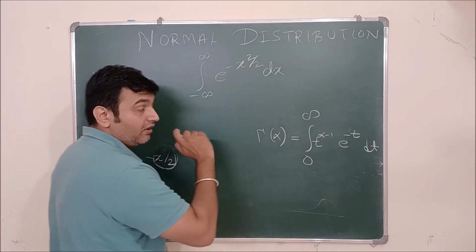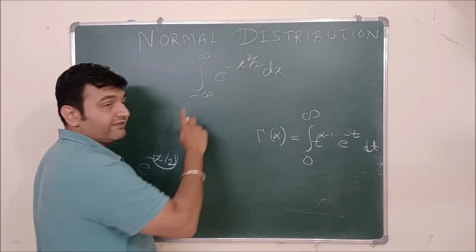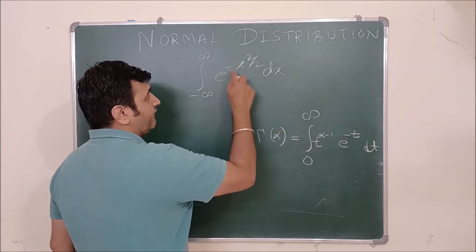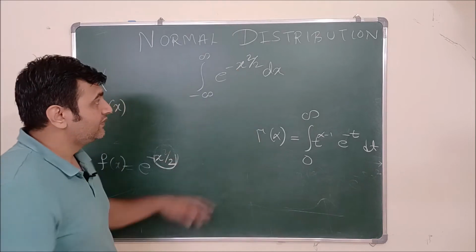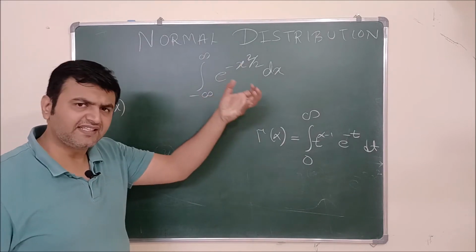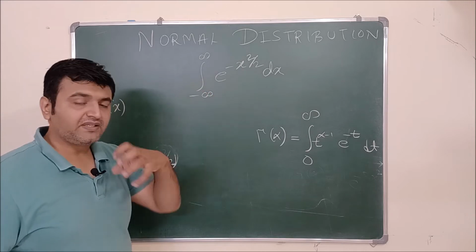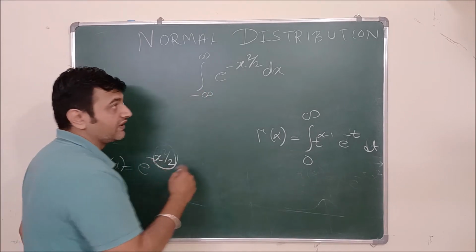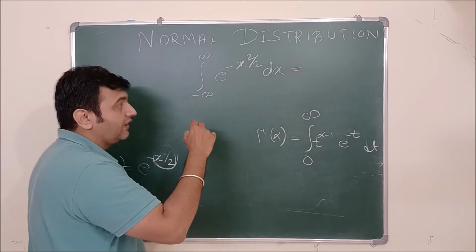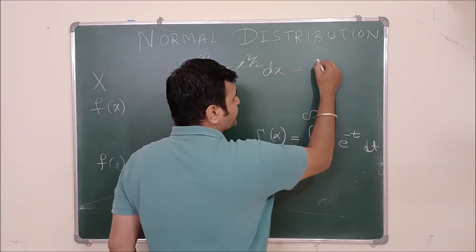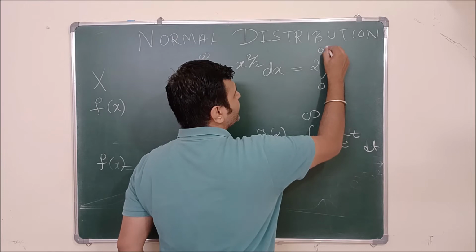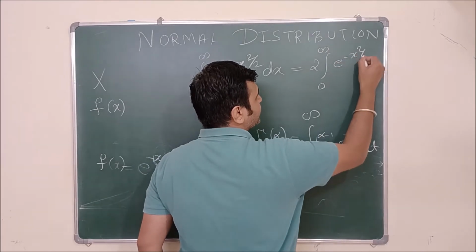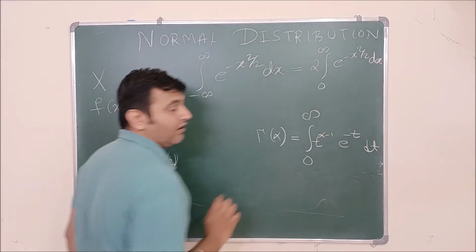Now, if I want to bring this into the gamma function form, first of all, I should have 0 to infinity. Here you can say it's an even function. Even function means when you replace x by minus x, this is minus x square, which is again x square. So when you replace x by minus x, you get the same function. Therefore, this is an even function. And whenever you have an even function, the integral from minus infinity to infinity becomes 2 times the integral from 0 to infinity of e raised to minus x square by 2 dx.